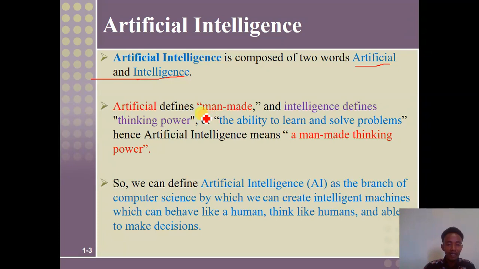Artificial means man-made, and intelligence means the thinking power of the devices, the thinking ability of the devices which behave like a human being, or just we can say the ability to learn and solve problems. The ability to learn and solve real problems is known as intelligence.